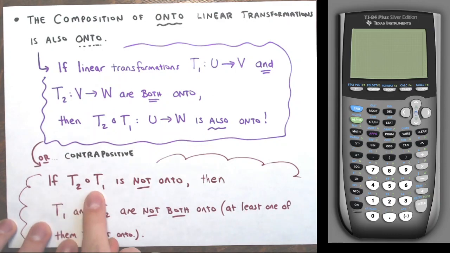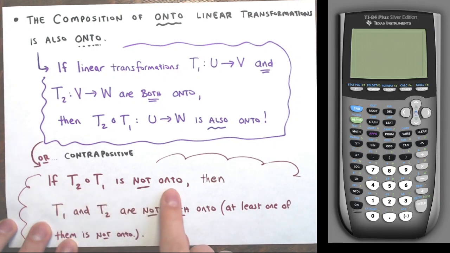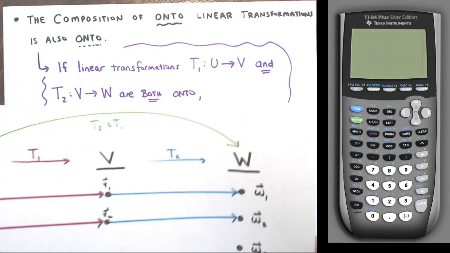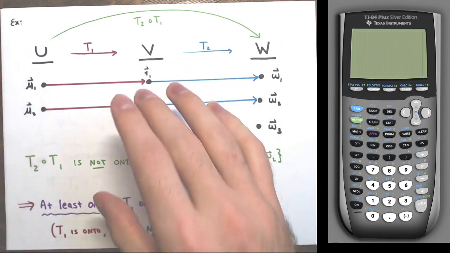So if a composition, T2 composed with T1, is not onto, then T1 and T2 are not both onto, meaning at least one of them is not onto. All right, so if you have a composition that you know is not onto, not surjective, then you'll know that at least one of the two functions that make it can't be onto either. All right, so here's a picture demonstrating that. Again, a very simple picture with just very few vectors.